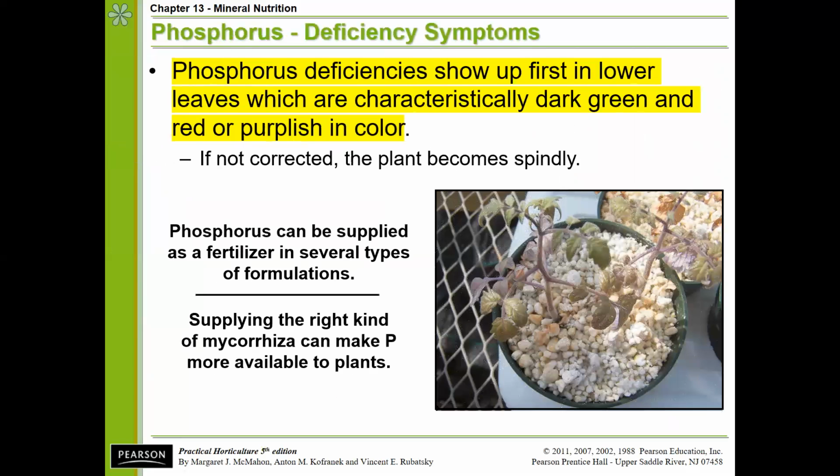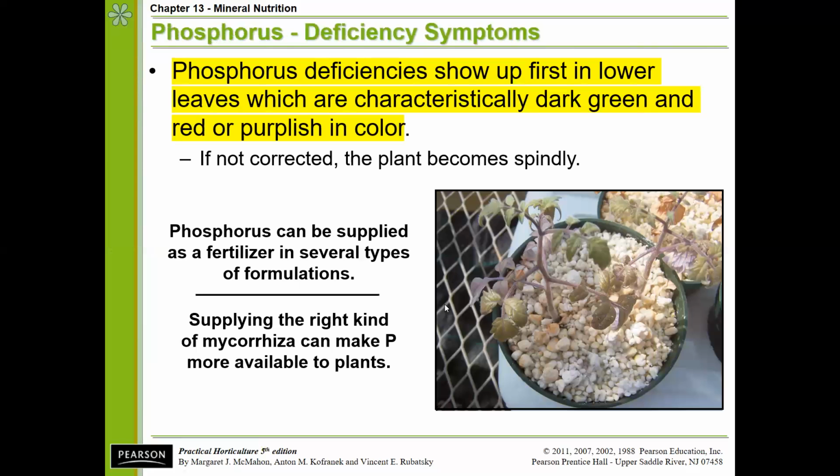Phosphorus deficiencies often look a little more reddish or purplish, especially on the undersides of leaves. It will also cause plants to look a little leggy and spindly. So in phosphorus deficiencies, you can still see dark green growth, but a bronzing of the tissues and then a reddish or purplish color, especially on the undersides of the leaves.